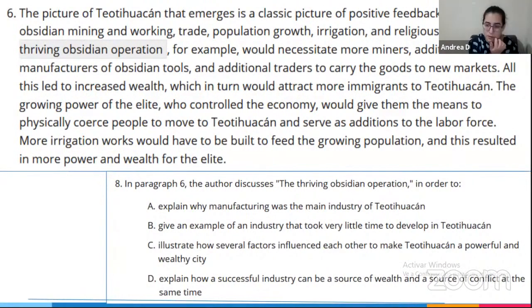I think Yasmina, you said C too? C. Okay, good. And why C? Because it mentions many factors that influence its rise. And here there is a specific sentence that relates to the wealthy city, and I couldn't find anything about the conflict at the same time. So I would like to choose this one. Okay, great, Yasmina. Thanks, that's great. I like it when you have different opinions.